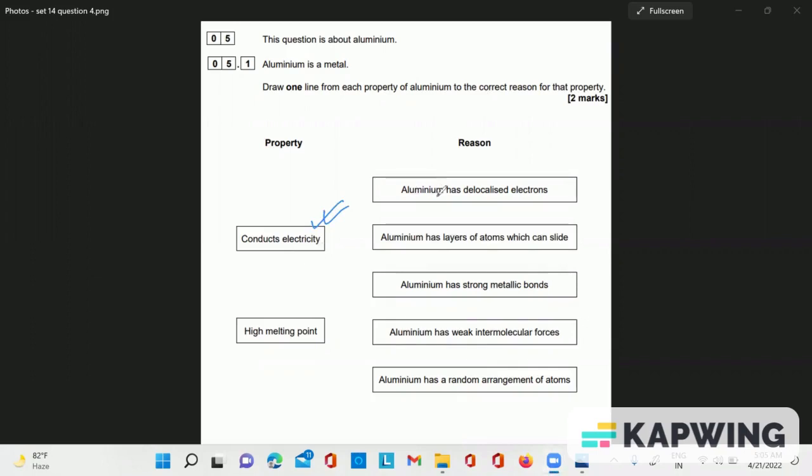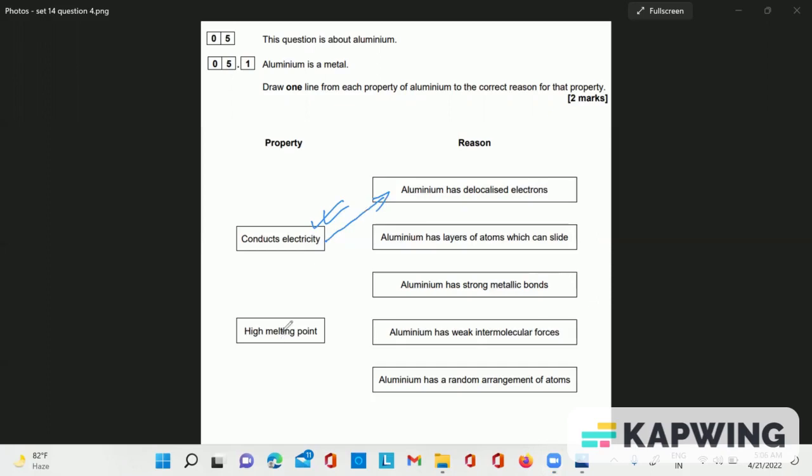The first reason is aluminium has delocalized electrons. Aluminium has layers of atoms which can slide. Aluminium has strong metallic bonds. Aluminium has weak intermolecular force. And aluminium has a random arrangement of atoms. So for conduction of electricity, we all know that delocalized electrons should be there. So my answer for this one will be this.